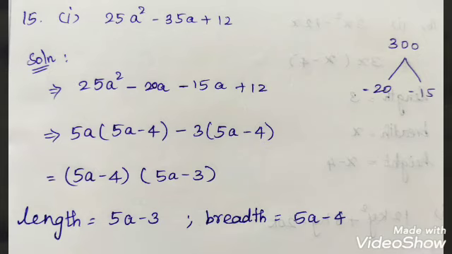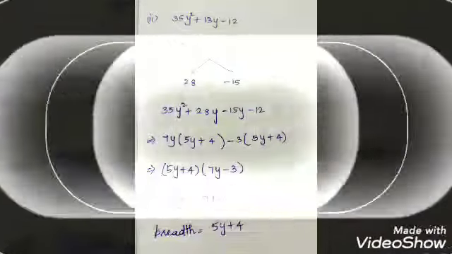So what is common in the first two terms? 5a. So 5a into (5a minus 4), and in the last two terms minus 3 is common, minus 3 into (5a minus 4). In both the terms which is common? 5a minus 4, into 5a minus 3, the remaining. So 5a minus 4 is your length and 5a minus 3 is your breadth. Is it clear? Nothing but we have to factorize.